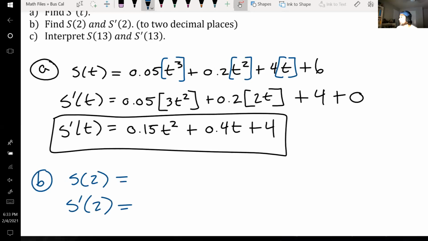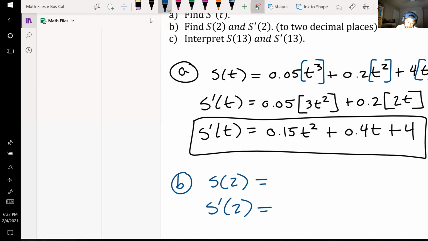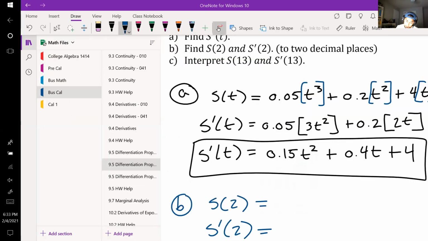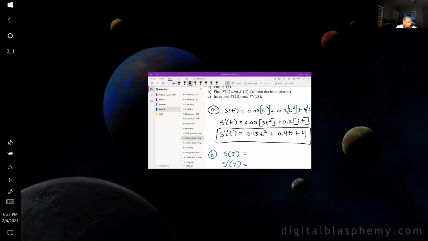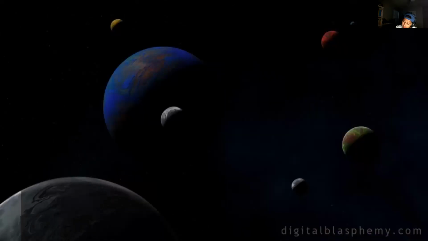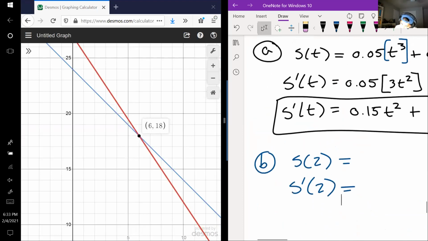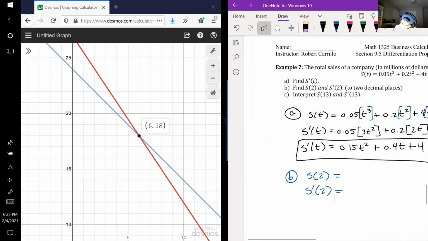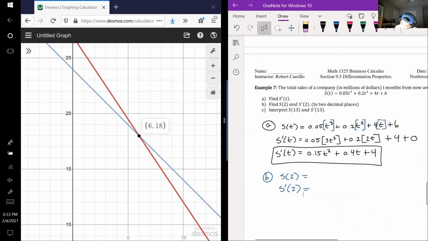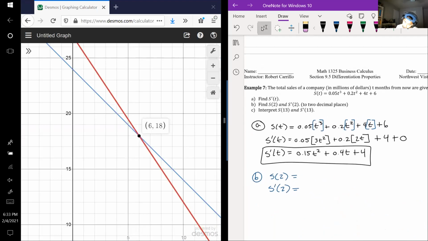So I'll go to my lovely Desmos calculator. Whoops, nope, keep that there. And I'll drag you here. You come here, boom, boom, boom. And let me zoom out a bit over here. Any day now, computer. So this is where we get the revenue, plugging into 2 and into S prime of 2. It's kind of like the last example we did last class, right?